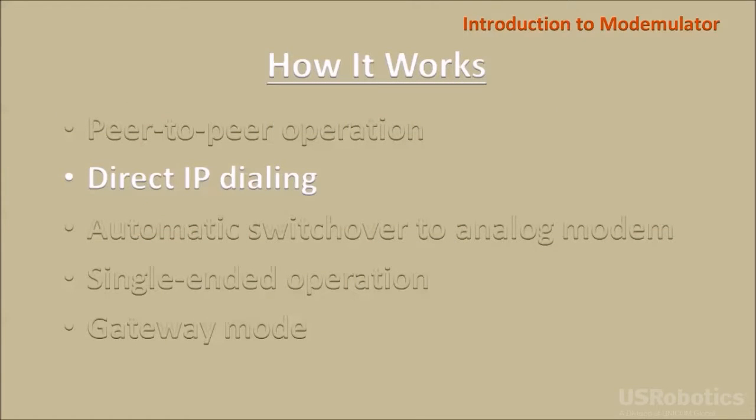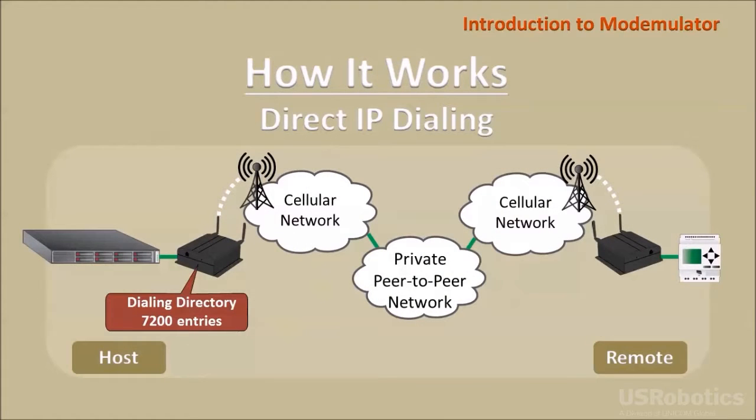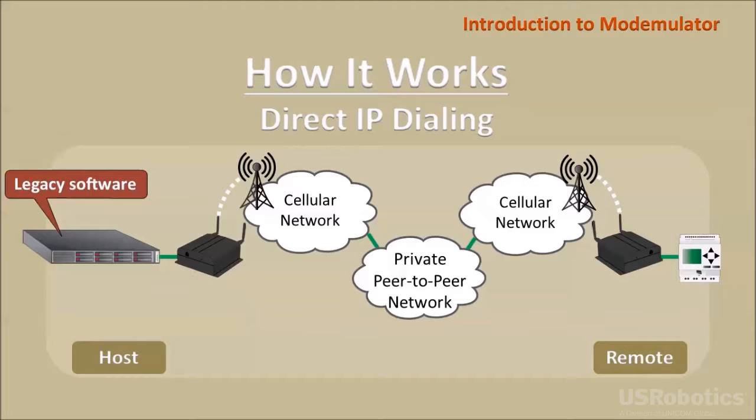Next, I'll explain the direct IP dialing feature. The Modemulator's dialing directory is a user-programmable lookup table that allows the Modemulator to translate phone numbers into IP addresses and port numbers. If the system must contact more than 7,200 remote Modemulators, or for cases where it's preferable to update the dial command in the legacy software instead of translating it within the Modemulator, the dialing directory can be bypassed by using direct IP dialing.